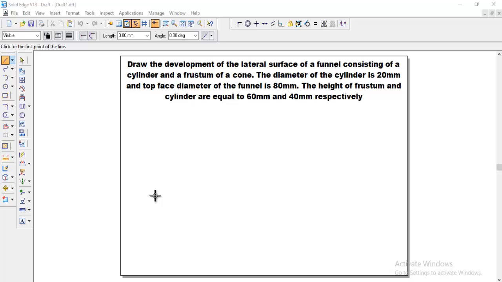The diameter of the cylinder is 20 mm and the top face diameter of the funnel is 80 mm. The height of the frustum and cylinder are equal to 60 mm and 40 mm respectively. First, we need to construct the orthographic view of this funnel combination, and then we'll go into the development of that. So the funnel consists of a cylindrical part as well as a frustum of a cone.